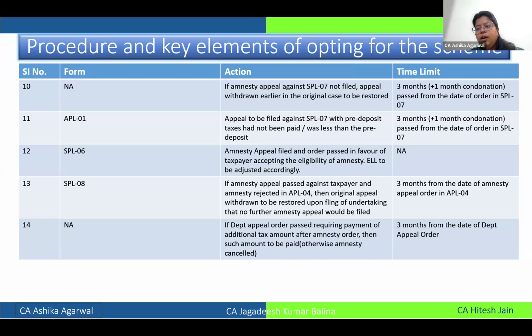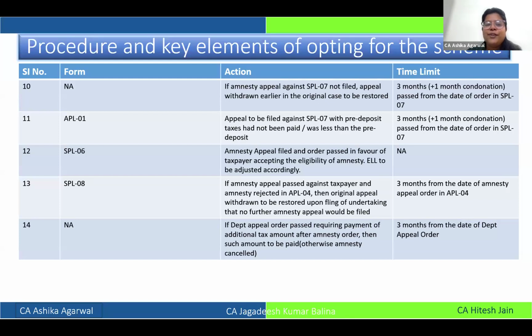Now, another point is, it may be a case that at the order level I might have filed an appeal or a writ petition or SLP, special leave petition, before the appellate authority, High Court or Supreme Court. Now this scheme has come. So they are saying, even though you have filed an appeal, if you file a withdrawal application saying that I am withdrawing my appeal, and you get the withdrawal order, I have to apply for the scheme with that withdrawal order showing that I have withdrawn the appeal and I am going for the amnesty scheme. Otherwise, this benefit will not be available.